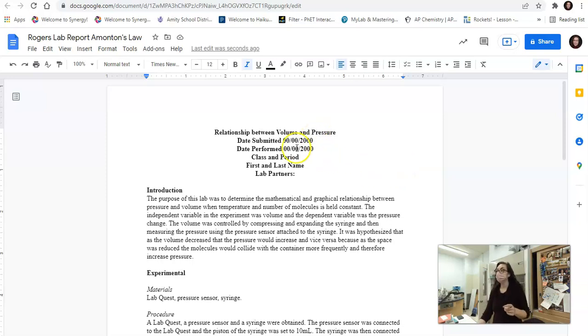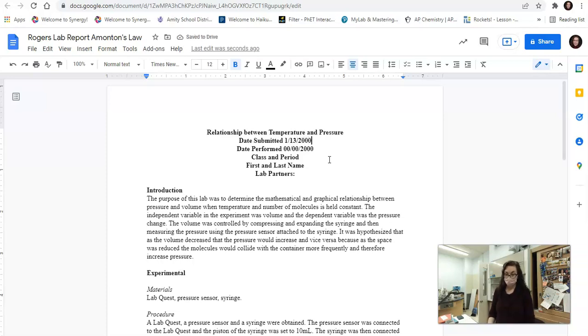Okay, so I just downloaded and made a copy of the example lab that I had posted about Boyle's Law. I changed it to my last name, lab report, and now it's about Amonton's Law. So this was the relationship between what we actually measured, which was temperature. So we controlled the temperature and measured the pressure. I don't know what day you submitted it. Maybe you submitted it yesterday.